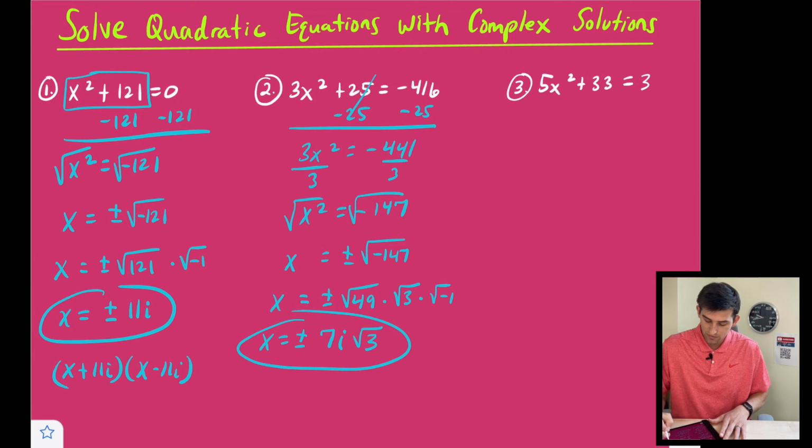And our last example, number 3, we're going to start off by subtracting 33 from both sides. And that's going to give us 5x squared is equal to negative 30. Now we can divide both sides by 5. So we get x squared is equal to negative 6.